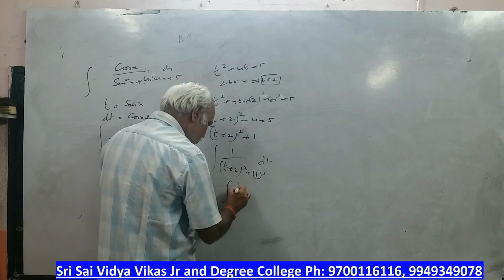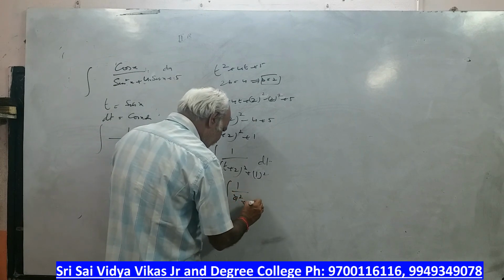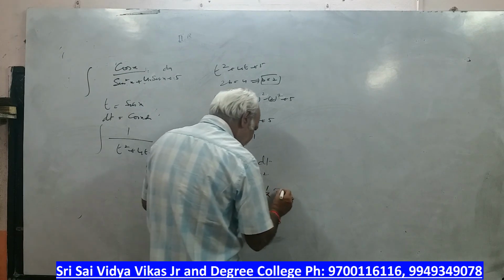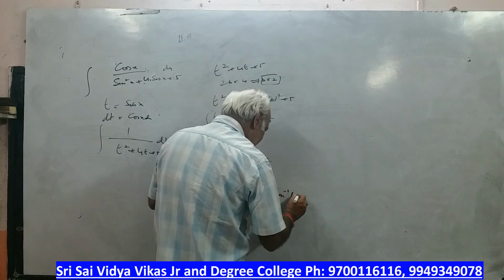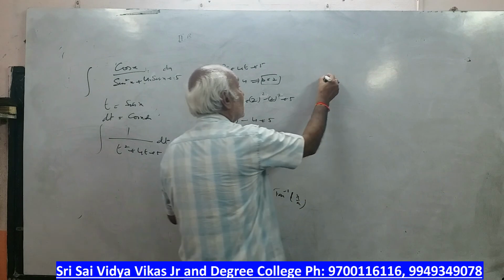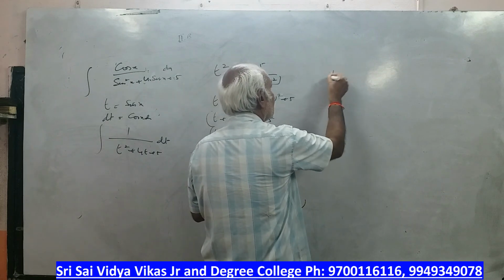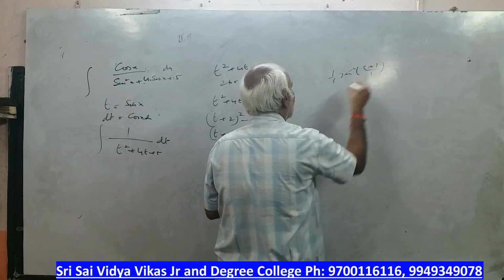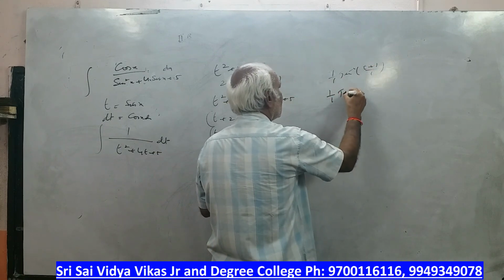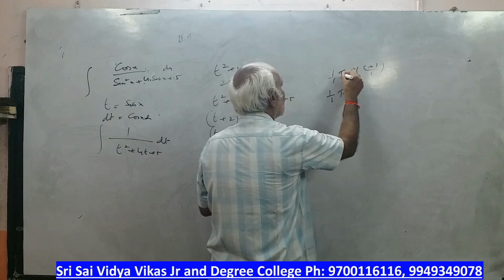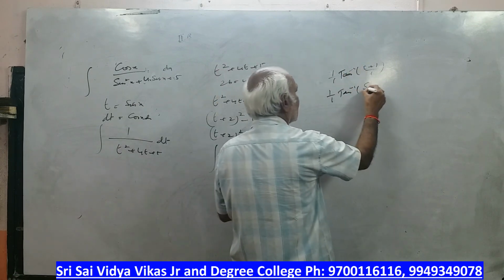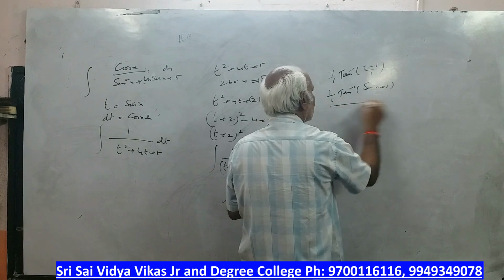Which formula? 1 by x square plus a square. So 1 by a tan inverse x by a. So what will happen? 1 by a, 1 by 1 tan inverse t plus 2 by 1. So 1 by 1 tan inverse t, which means what, sir? Sin x. Sin x plus 2.